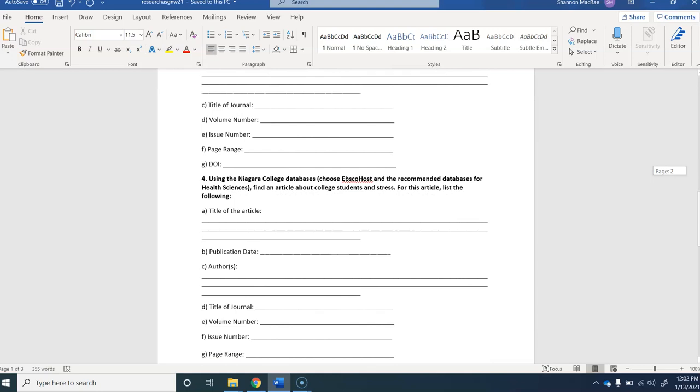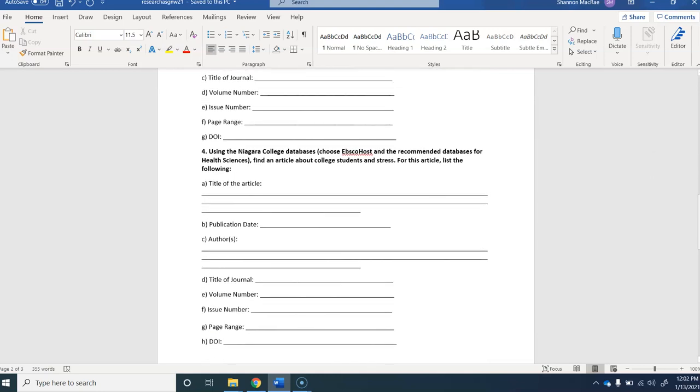Question number 4 is a little more open-ended. I'm going to ask you to use EBSCOhost and all of the recommended sub-databases for health sciences. Recall that you can get those off the handout that's in the Week 2 folder. And I'm going to get you to find an article for me about something that you probably know all about, college students and stress.